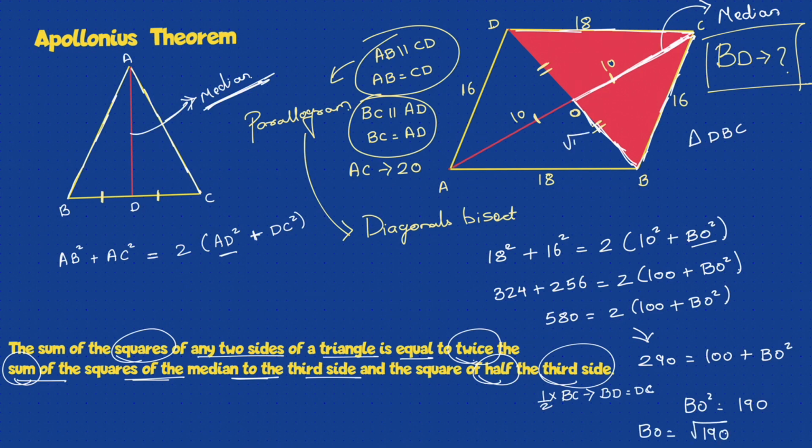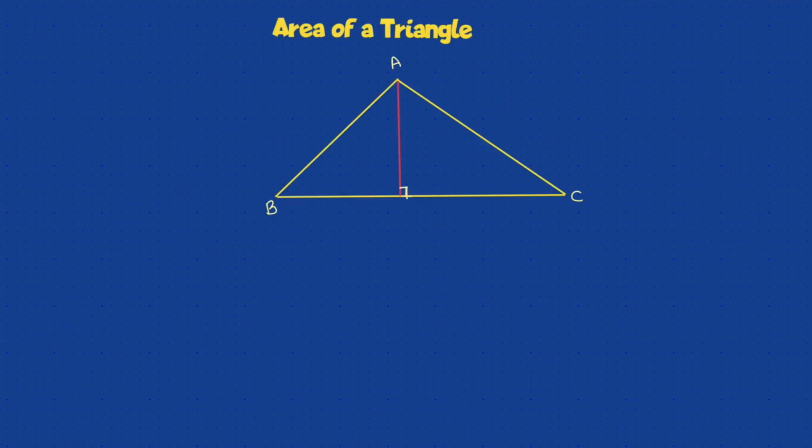So I got one part, which is BO, but BO is equal to DO because diagonals bisect. So that will also be equal to square root of 190. DB, which is being asked, is 2 into square root of 190. That is how you apply the Apollonius principle. Okay, so remember all the theorems.